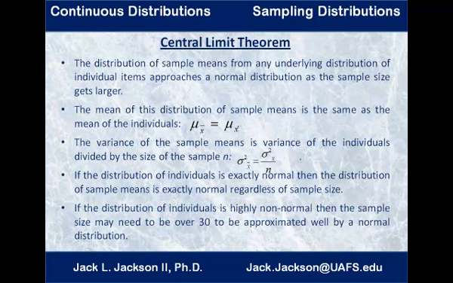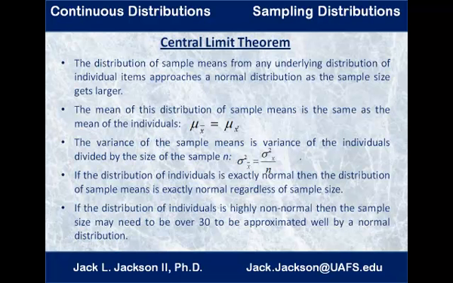The mean of this distribution of sample means is the same as the mean of individuals, what we just noticed. And the variance of the sample means is the variance of the individuals divided by the size of the sample n. If the distribution of individuals is exactly normal, then the distribution of sample means is exactly normal regardless of sample size. Of course, it's normal with a sample size of 1 because that is the individuals.